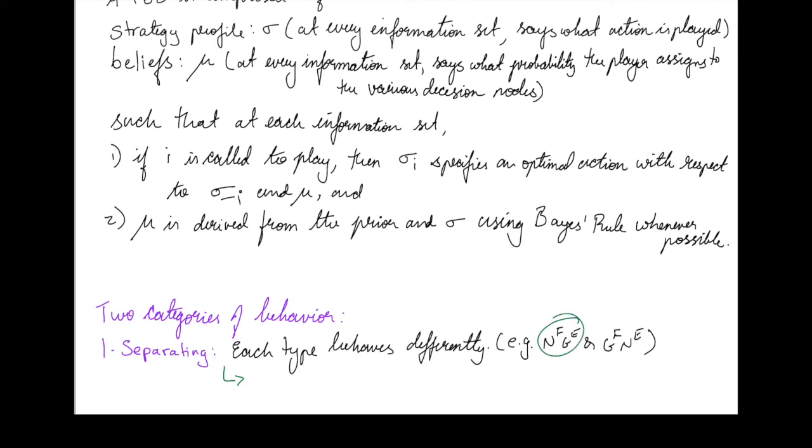So if this is the strategy player 1 is playing, and we reach player 2's information set, player 2 knows that if they received a gift, it had to be from an enemy. Similarly, if they're playing this strategy, then if they receive a gift, they know it's from a friend. So the updated belief is fully informed when the behavior is separating.